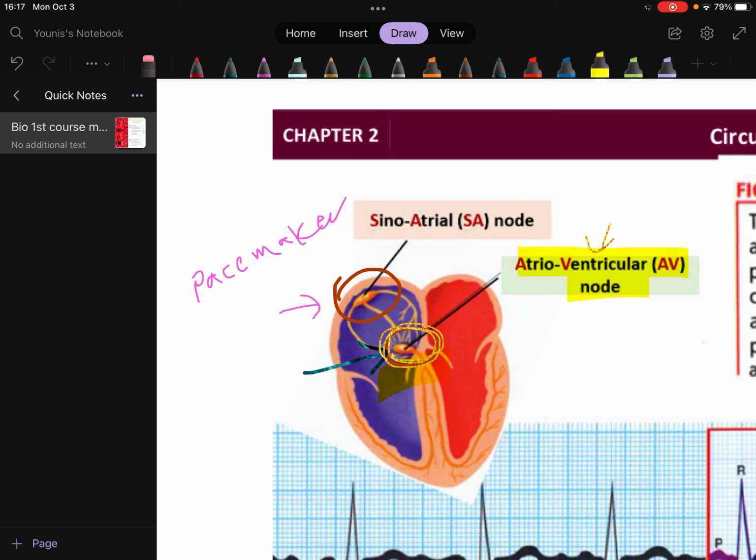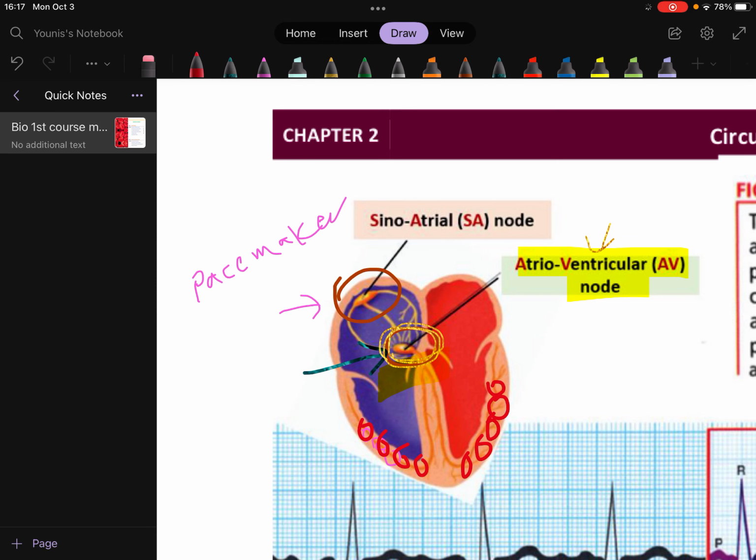This atrioventricular node, after the signal has been initiated from the sinoatrial node, will amplify the signal and relay or transfer it to what? To the cells lining the wall of ventricles, the cells found in the wall of the two ventricles. When these cells are stimulated, they will contract. The two ventricles will contract and they will produce a heartbeat. They will pump blood out of the heart.